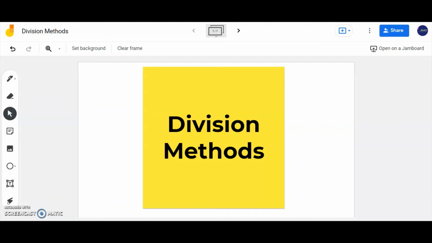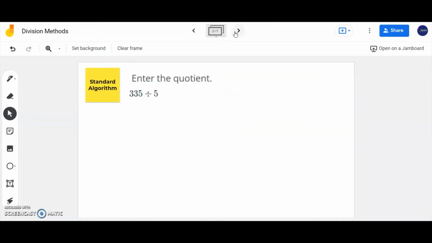Hello, in this video we are going to review three division methods. We're going to start with the standard algorithm, then partial quotients, and then area models. In this problem here, it says enter the quotient. We have 335 divided by 5.